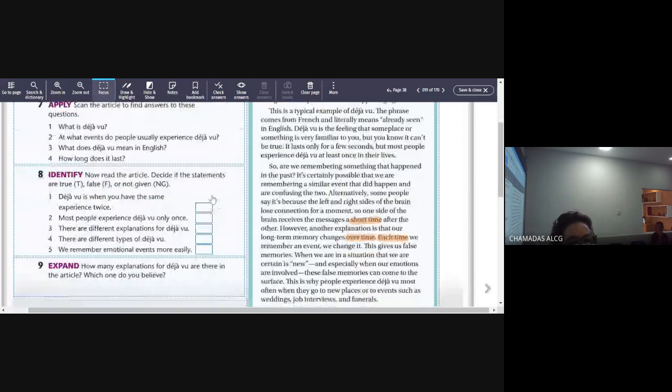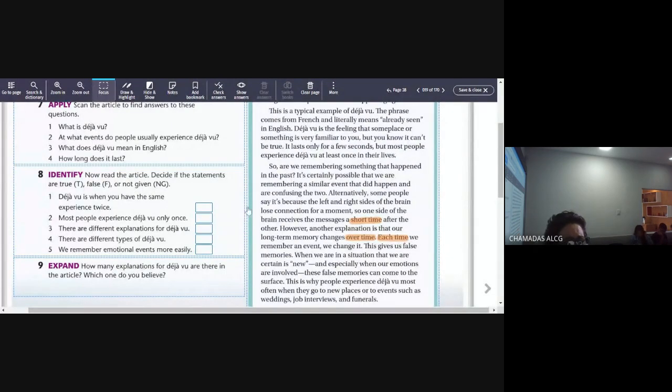So now the second part, they want us to read the article and decide if the statements here are true or false, or maybe not given. Now, the second time we read the text, we have to really pay attention. It's not scanning. Scanning was the first part, okay? The second part, we have to read.